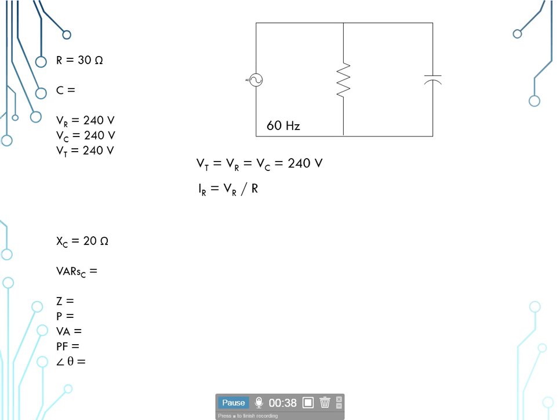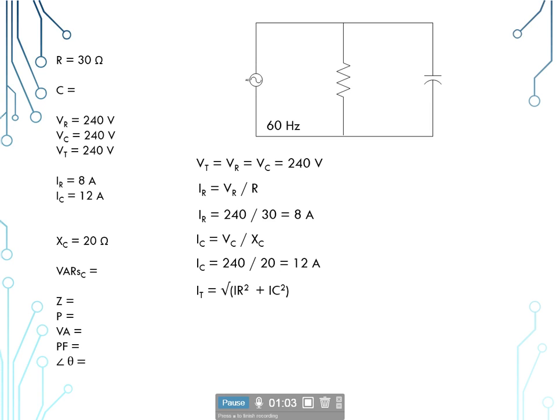Now to find the current at the resistor, using Ohm's law, I sub R is equal to V sub R divided by R. So 240 divided by 30 gives us 8 amps. I sub C is equal to V sub C divided by our capacitive reactance, X sub C. So our 240 divided by 20 ohms gives us 12 amps.